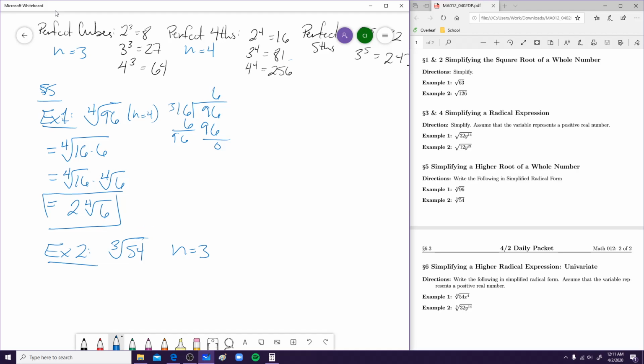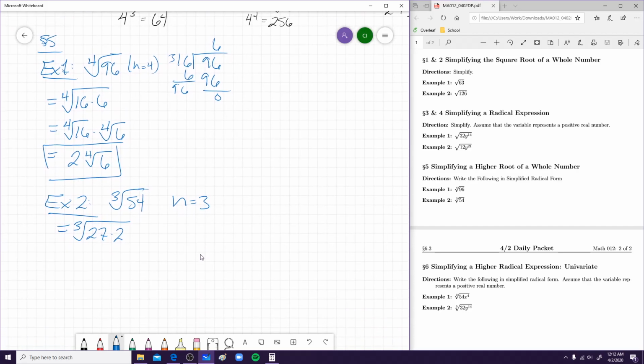So first I'm going to look for the first number that is smaller than 54. In that case, it is 27. And then what is 54 divided by 27? It is 2. So right off the bat, we found the perfect cube that goes into 54 nicely. So let's rewrite this. This is the cube root of 27 times 2. So they're the exact same.